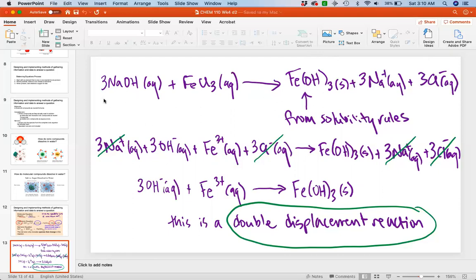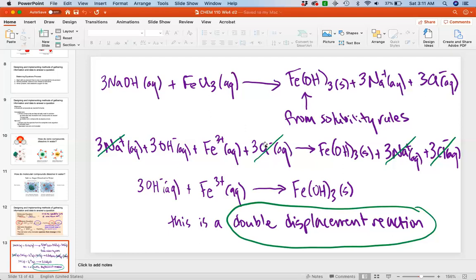And then if we think about taking this equation and separating it out into its ions, our 3 sodiums become 3 Na+, which is an aqueous ion. But that 3 also applies to the hydroxides. We have 3 OH- that are aqueous, negatively charged ions. And then we have Fe3+, which is aqueous, and we have 3 chlorides, which are also aqueous.